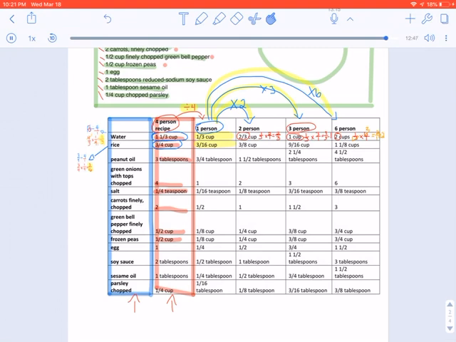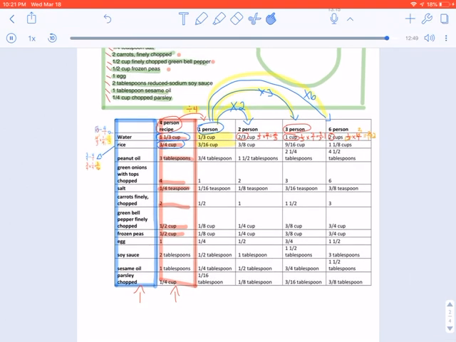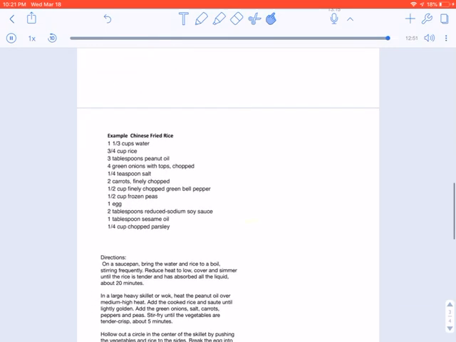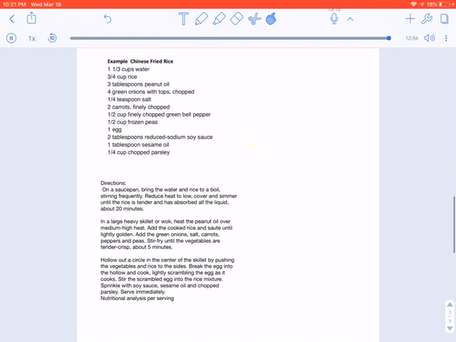The last part to this is to make sure that you go to slide 3 and you write down or copy the directions on how to be able to make this recipe.